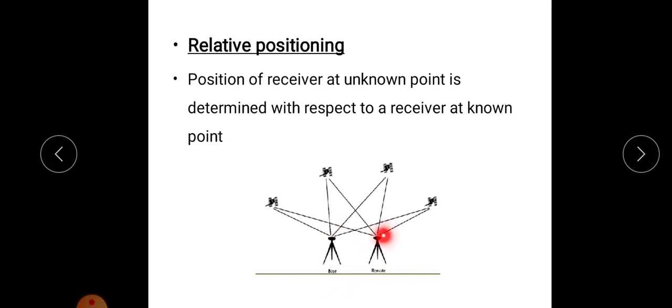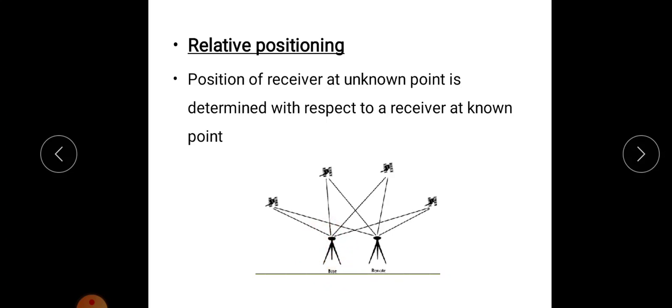One GPS receiver is located at this known point, and the second receiver is placed at the point whose location is to be found out. That is also known as the rover. We can discuss it later in detail. I am just explaining the classification. So in relative positioning there will be two receivers. One is located at a known point, and the other GPS receiver is located at the unknown point. This is known as relative positioning, because we are finding the location of this unknown point relative to the location of the known point.